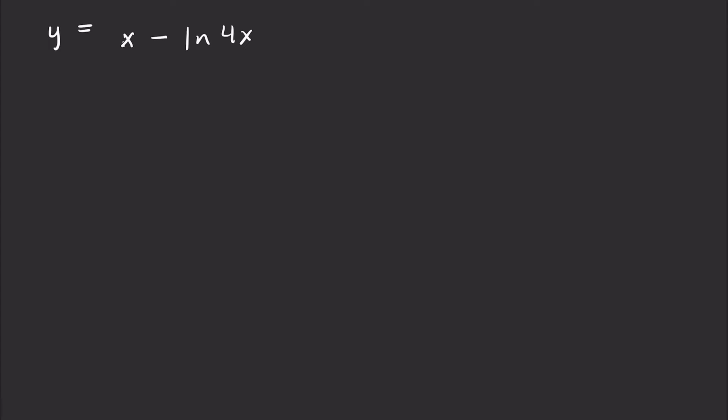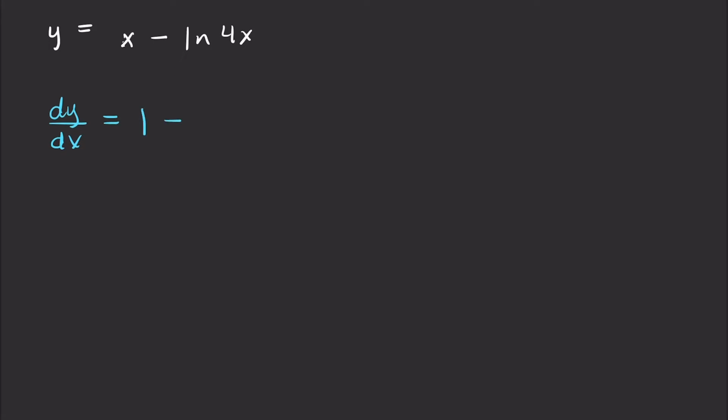In this video, I'll be finding the derivative of several functions involving logarithms, specifically natural logs. So our first function, we have y equals x minus the natural log of 4x. And so to find our derivative, dy dx, we take the derivative of each term. The derivative of x is just 1.